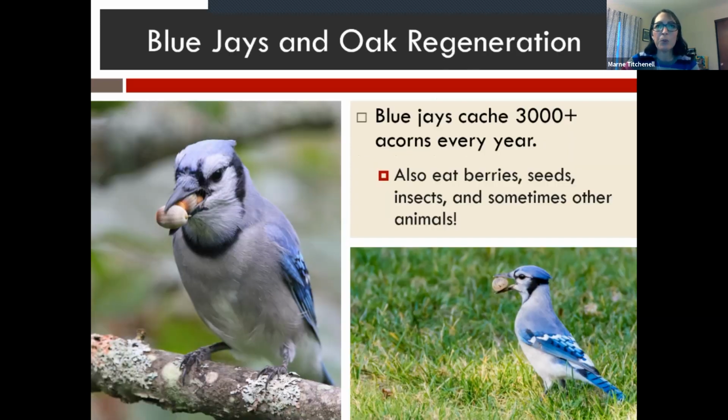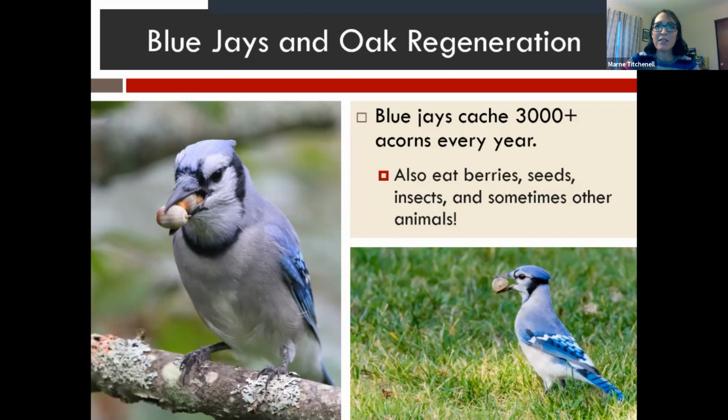Other birds incorporate nuts into their diets. We already talked a little bit about blue jays, but we're going to talk a little bit more about them. They, in truth, are more omnivorous, or omnivores. They eat not just nuts, but berries and seeds and insects, sometimes even other animals. And yes, they do get a bad reputation. They can be the bullies of the bird world, but there's some neat things about blue jays, one of which you're looking at right here, this mutualistic relationship they have with oaks.